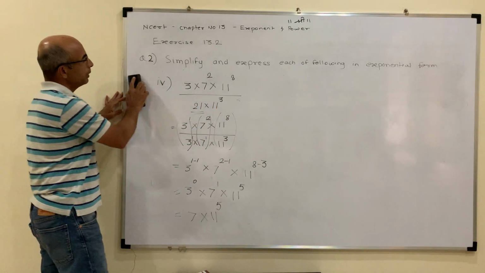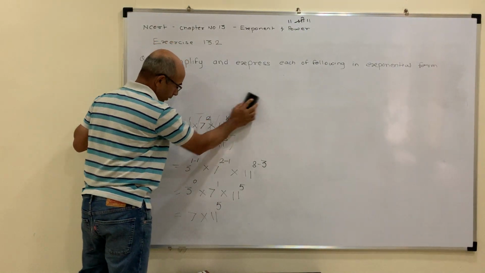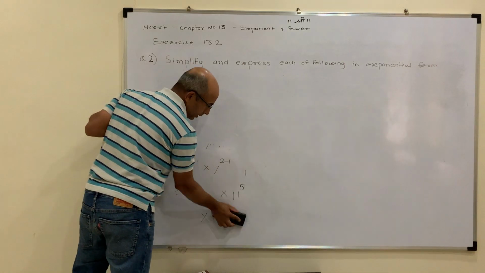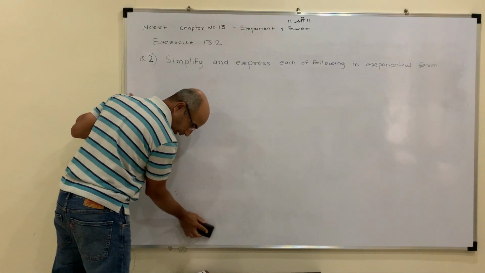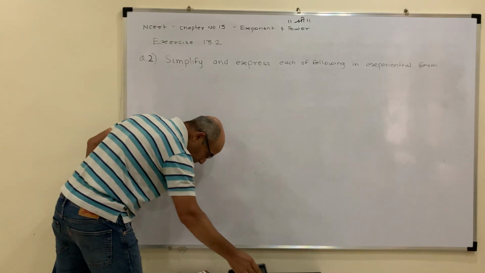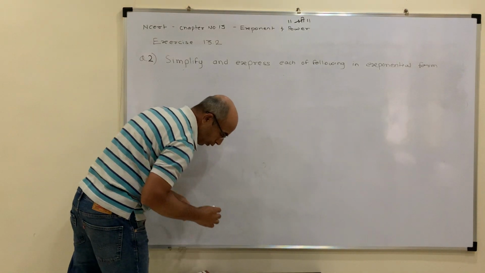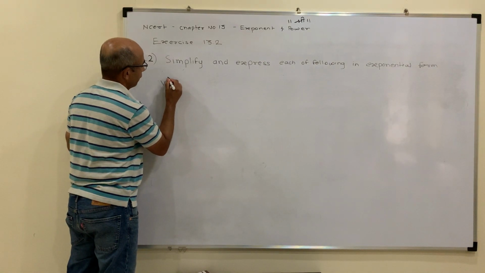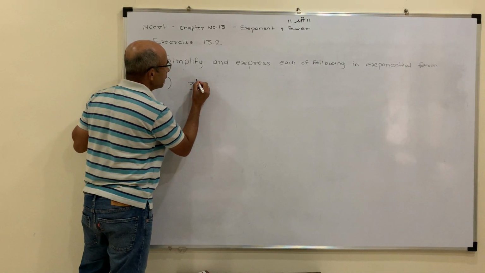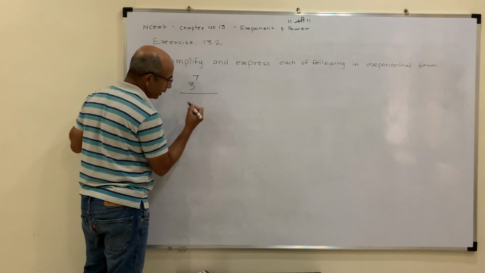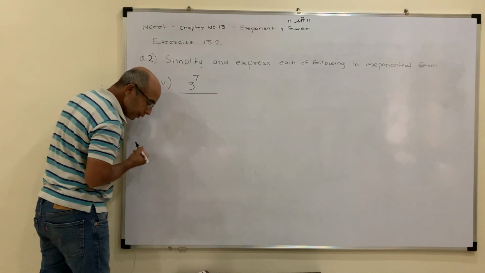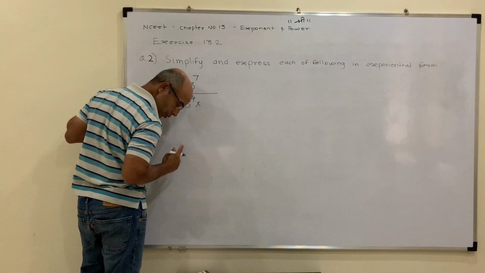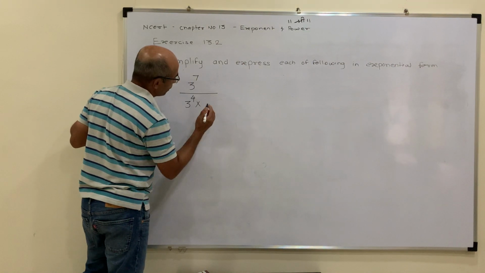Now we move on to the fifth number. 3 raised to 7 divided by 3 raised to 4 into 3 cube.